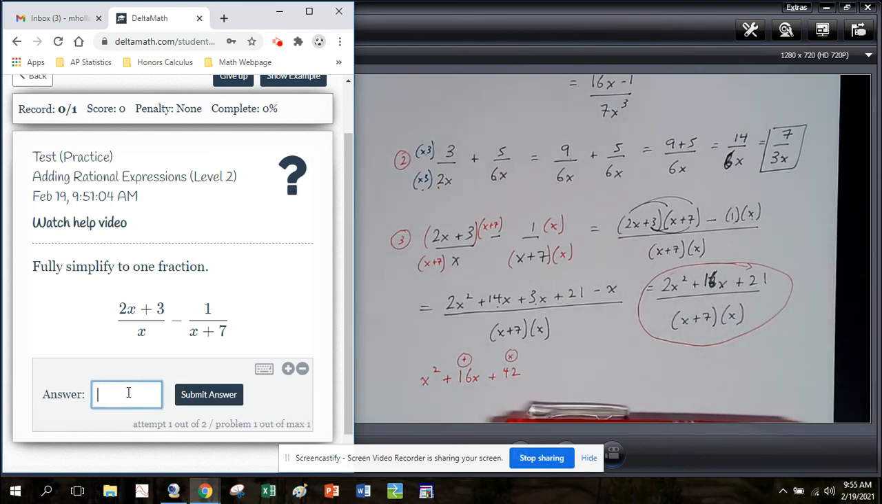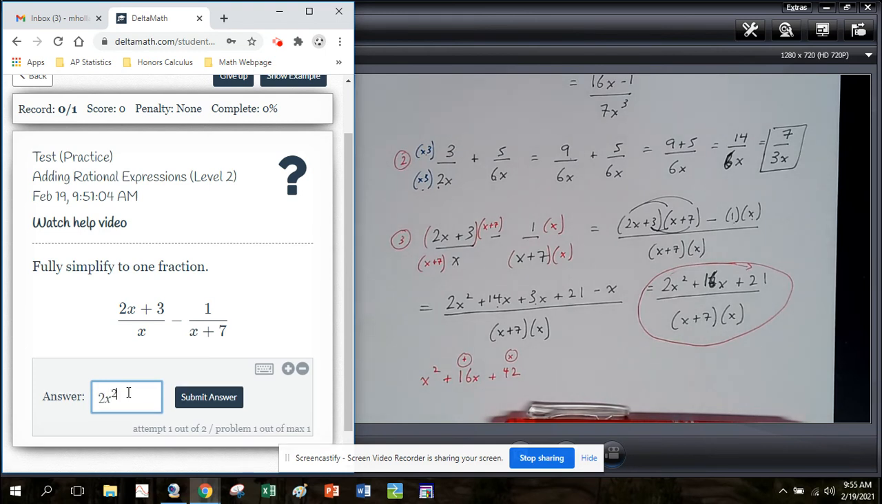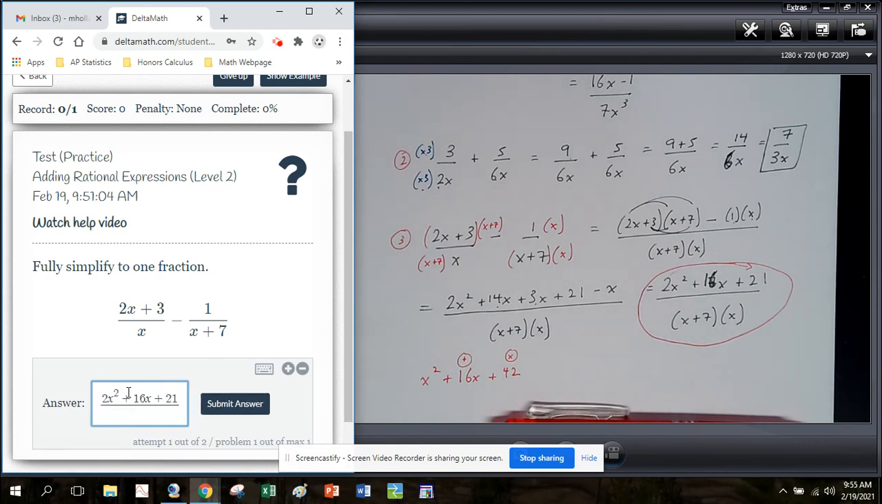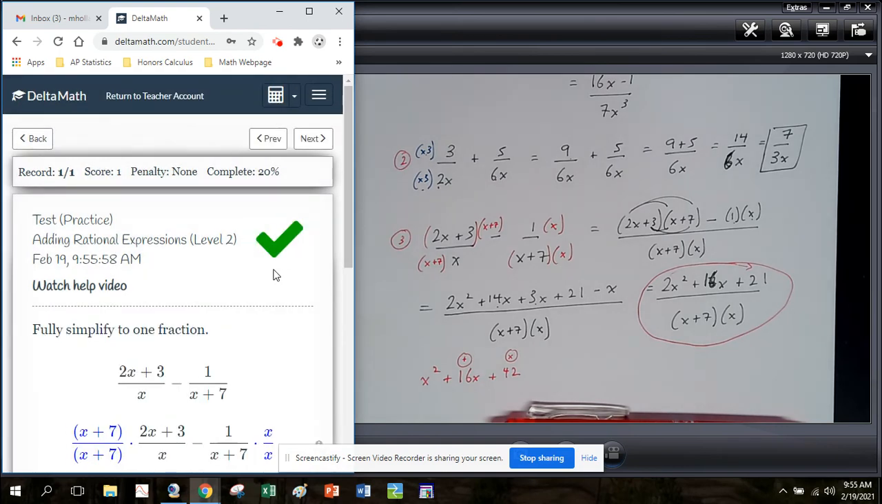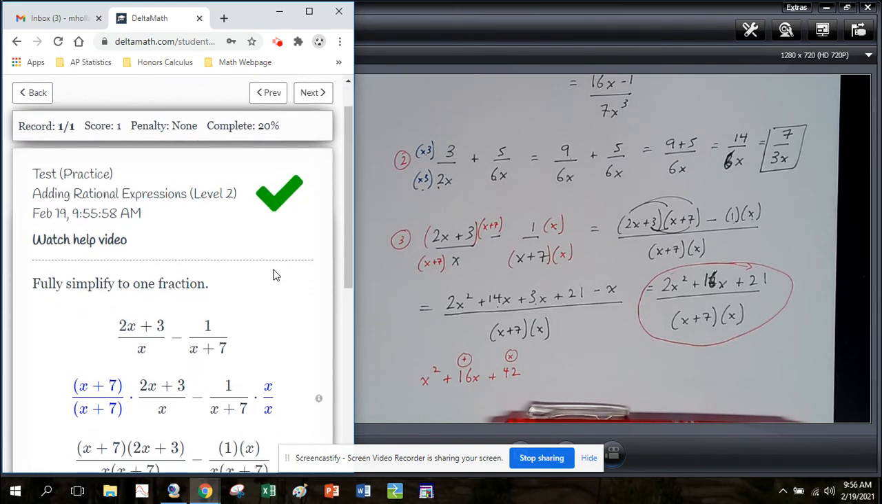You know what? Let's go ahead and cheat and just put it in here and see what it tells me. So I'm going to put in 2x squared plus 16x plus 21. I'm going to highlight all of that, press the division sign, and then I'm going to have x plus 7 all multiplied by, in parentheses, x like that. Let's see what happens. Look at that. I got that right. Aren't I a good guy?